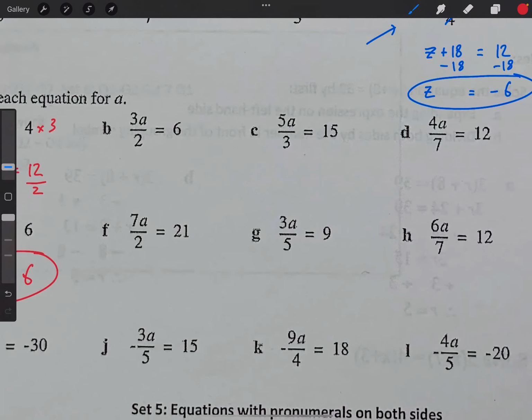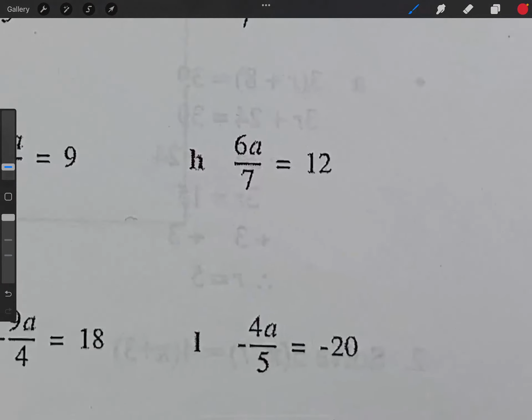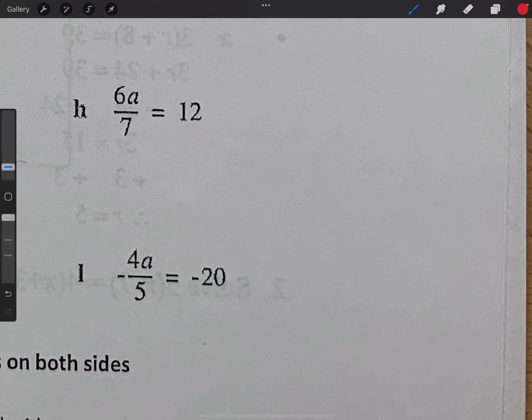Let's go and have a look at maybe question H. The first thing I would do for this question is multiply both sides by 7.